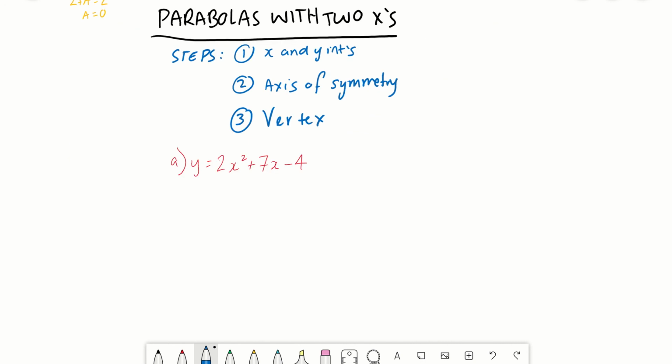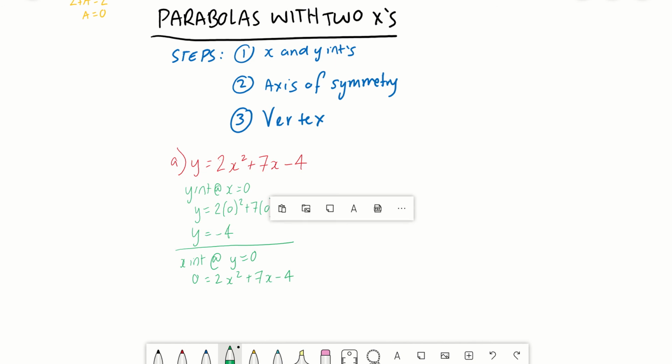Okay, now let's look at parabolas with 2 x's. So this question's got 2 x's. I want you to have a go at doing your x and y-intercepts to start with. It's going to be messy. This one is not pretty. See how you go. So, start by solving my y-intercept. I make x 0, so that's all I've said there, the y-intercept at x equals 0. Subbing that in, you get a y-intercept of -4.